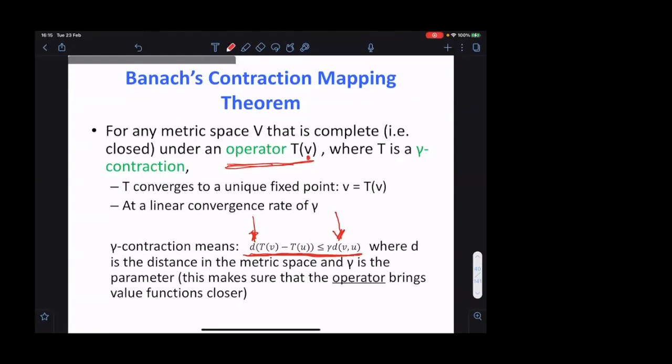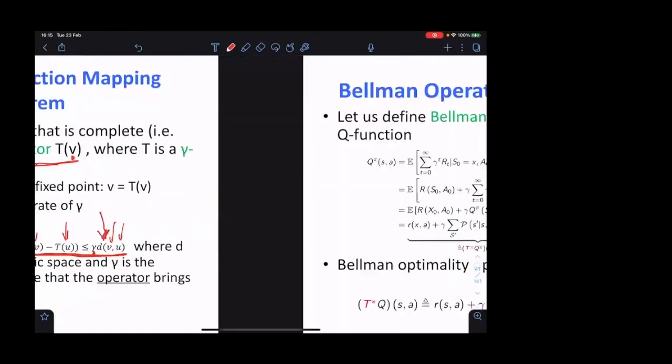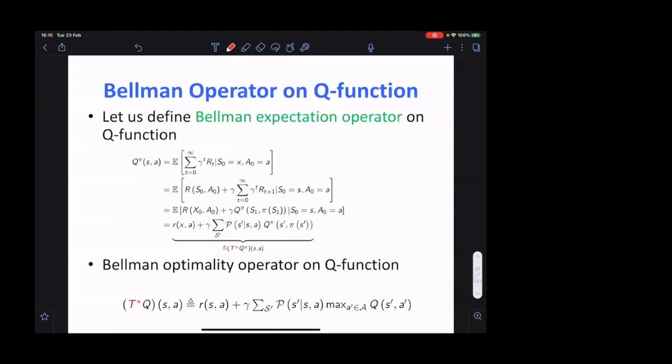In other words, if I apply a Bellman update once to two value functions, the distance between them would be smaller than the distance between the original value functions. Let's say we have a pair of value functions. The difference between them after the update I will guarantee is smaller, factored by this gamma parameter. Okay, let's finish off this, and then we will have a break.